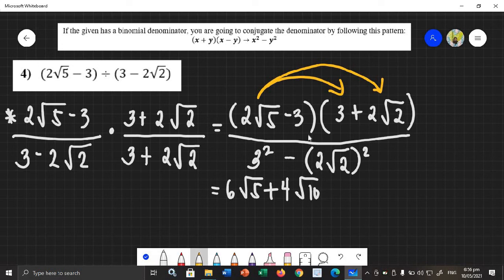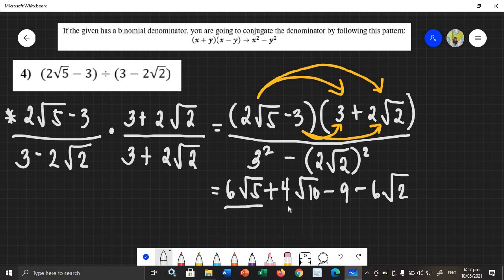And then we need to multiply the inner terms, which is negative 3 times 3. The answer is negative 9. Yes, negative 9. And then we need to multiply the last terms, which is negative 3 and positive 2 square root of 2. So the answer here is negative 6. As you can see, negative 3 times 2 is negative 6. And then copy natin si square root of 2. That will be the product for that.